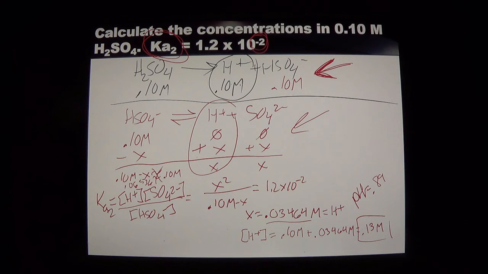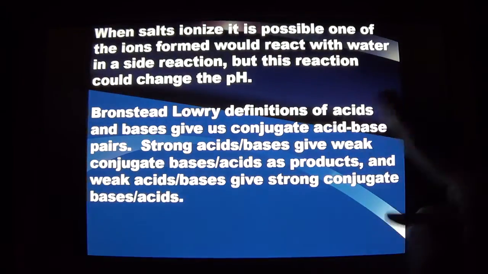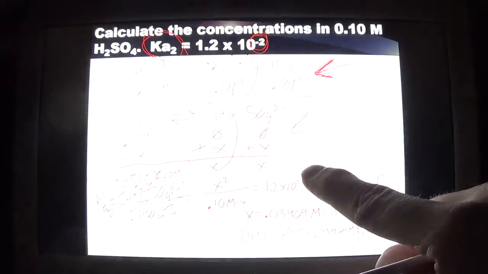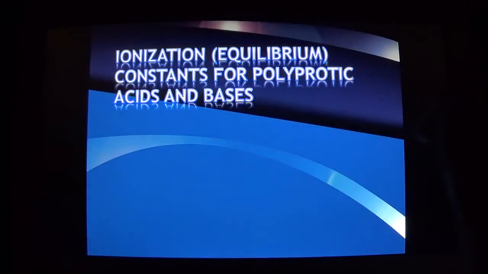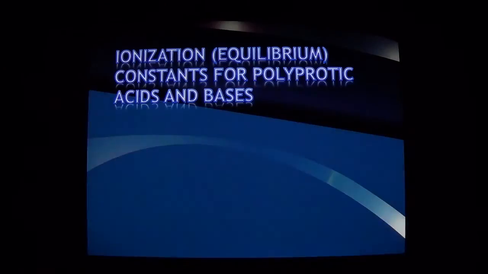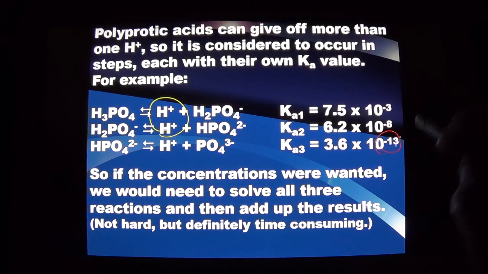If you get a number for a later one, not the first one, and the Ka is beyond 10 to the minus 9, you can skip it. Now, if you skip it, you write a note while you're skipping it. I would literally write, I will not add the H from this ionization because of the size of Ka, the added H will not be noticeable, or something like that.